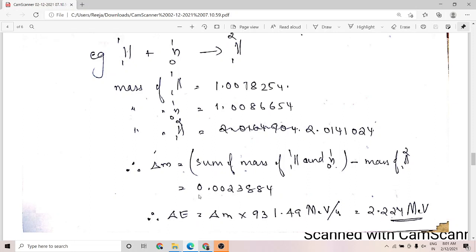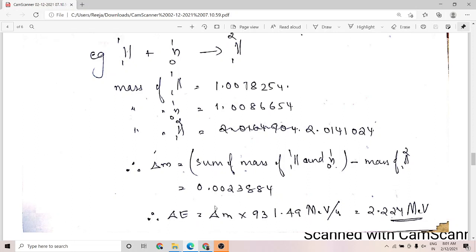And this difference in mass between the sum of the masses of the nucleons and the mass of the nucleus is called mass defect. Now, this mass defect corresponds to an energy given by delta E equals delta M into c squared. This mass is given in AMU, and we know that 1 AMU corresponds to 931.49 MeV per AMU.